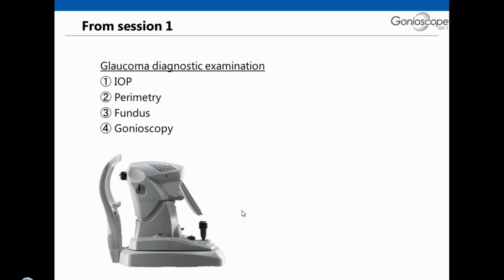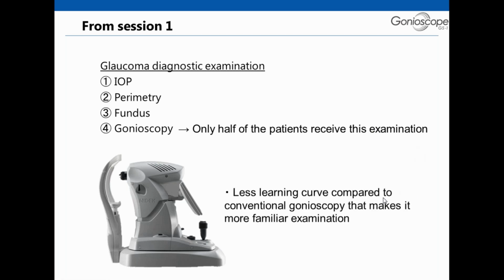I explained that there were 4 main examinations to diagnose glaucoma: IOP, intraocular pressure, and perimetry for the visual field, and fundus, and gonioscopy. However, the reality is only half of the patients receive a gonioscopy examination. What the Nidek GS-1 can do is offer a shorter learning curve compared to the conventional gonioscopy method, which makes it a more familiar examination.